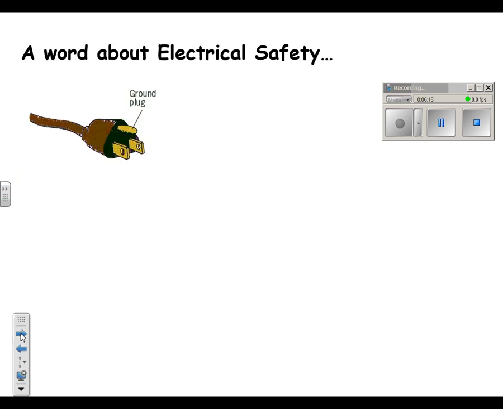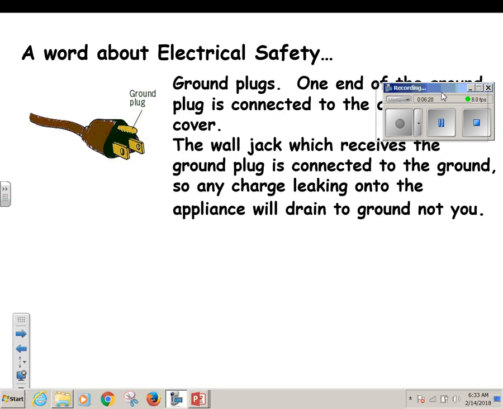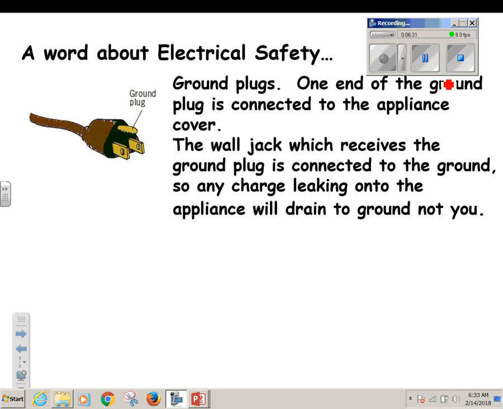So let's talk a little bit about electrical safety, because in my opinion this is a big deal, and I always like to have this discussion with my classes. Most of you have seen a 3-prong plug like this, and that's known as the ground plug. The ground plug is there because it's connected to an appliance, and the wall jack will receive the ground plug, and it's actually then connected to the ground. So any charge that leaks onto the appliance will drain into the ground and not into you.